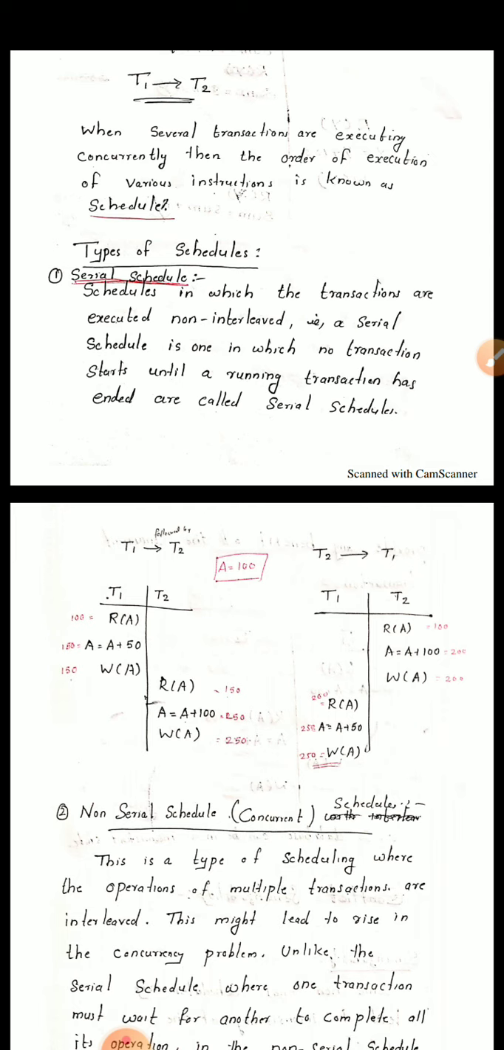Again the T2 transaction reads the database item. Now the database item A has a value of 150, which is updated with 100, so it becomes 250 and is written into the database. Now the value of A is 250. So this one is T1 followed by T2. Here this is a serial schedule, since the transactions are performed serially in the order T1 followed by T2. The same case applies for T2 followed by T1.